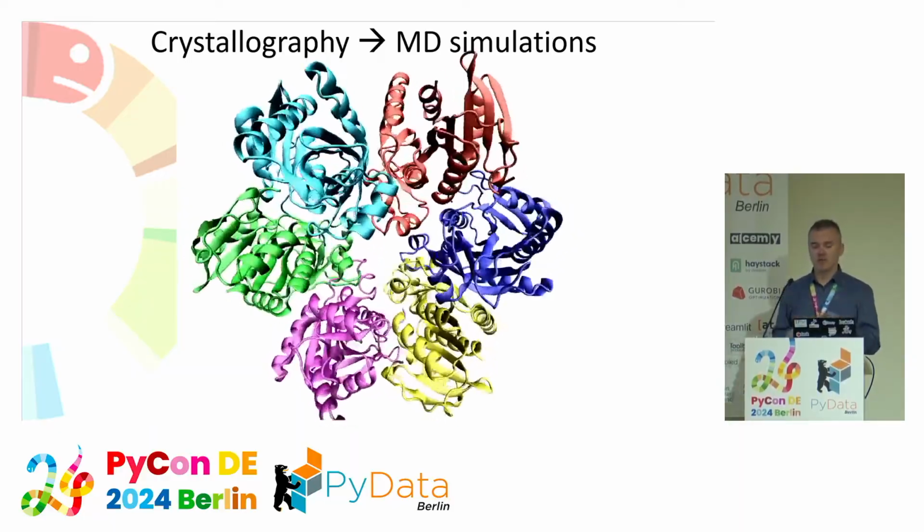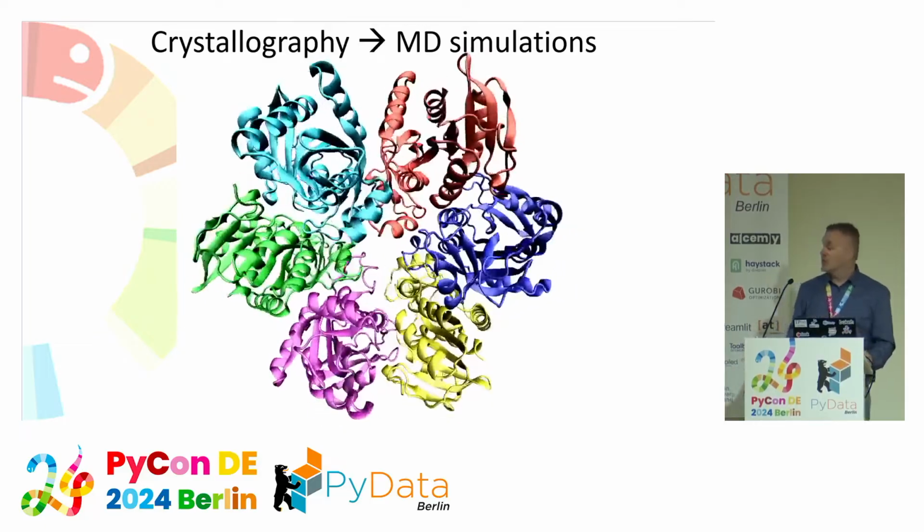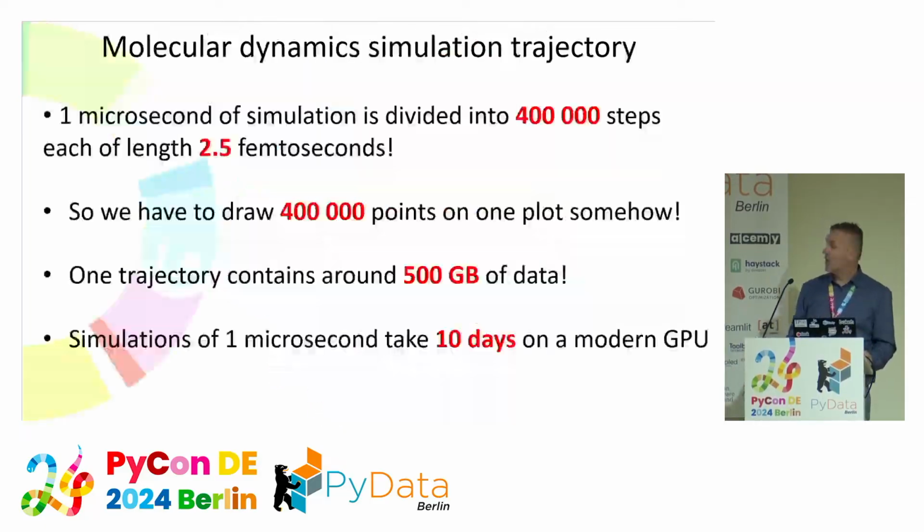And these MD simulations, as I will show you in a moment, generate incredible amounts of data. For a typical simulation that simulates 1 microsecond of protein motion, we have to run 10 days on a modern GPU. So it's really, really demanding on computation time. And it also generates enormous amounts of data. One trajectory, as we call one simulation, is like half a terabyte of data.